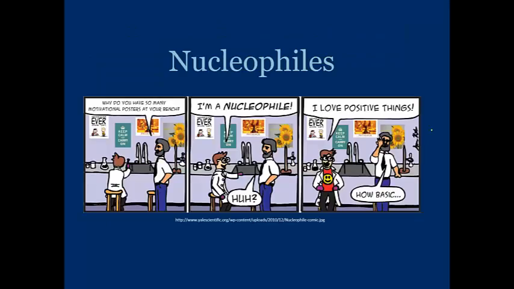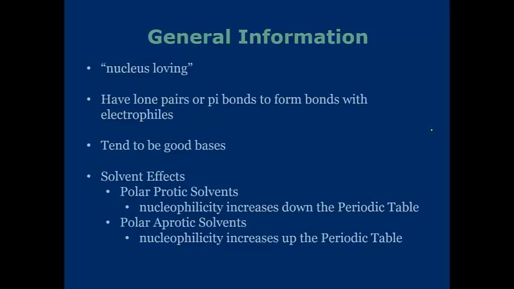Now that we've gone over acids and bases, let's go into some more organic chemistry specific reactions, starting with nucleophiles. Nucleophiles are called that because they are nucleus loving. Nucleo, nucleus, and phile, loving. They have lone pairs or pi bonds that form bonds with electrophiles. Because of these lone pairs, they tend to be good bases.